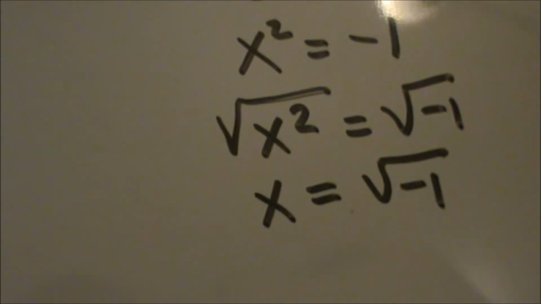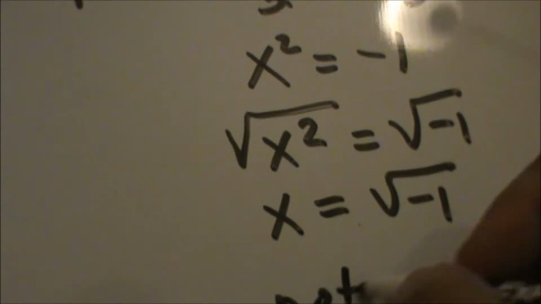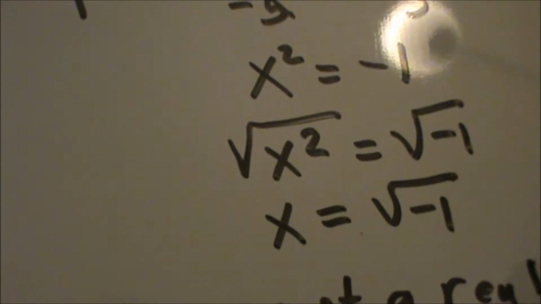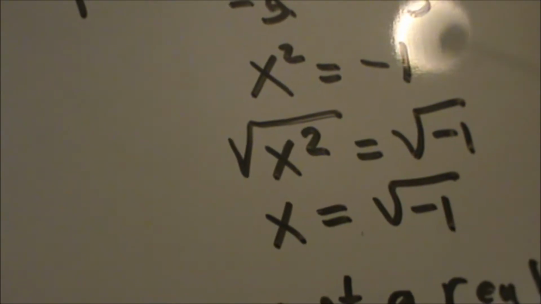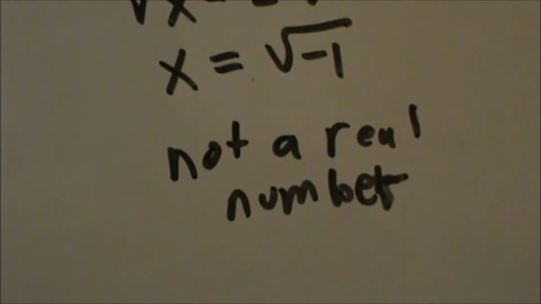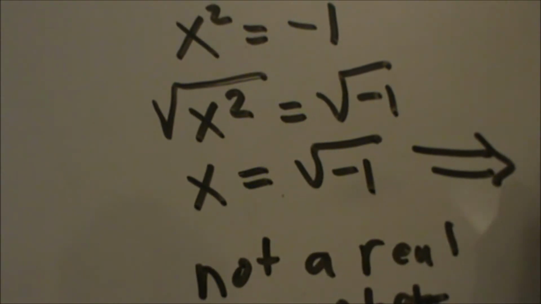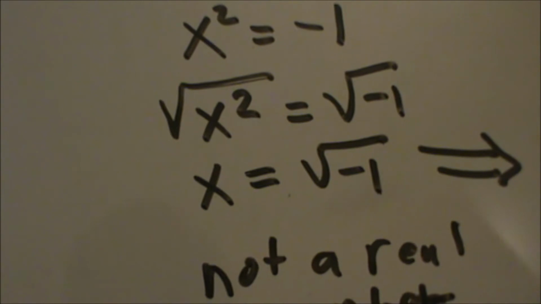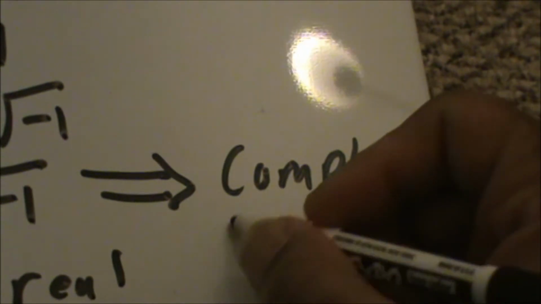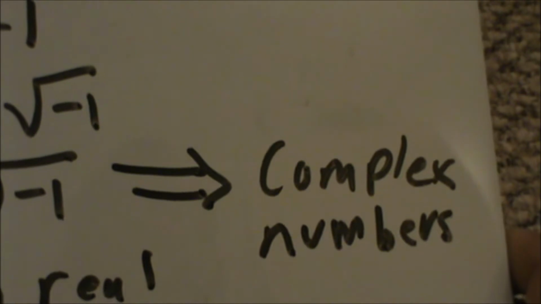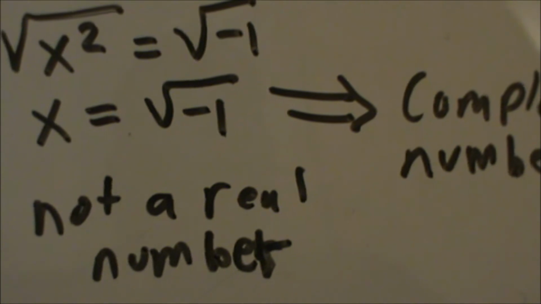We can't solve it. It's not a real number, because there's no such thing in the real number system as a square root of negative 1. It doesn't exist in the real number system. However, it exists in the complex number system, and we'll talk about that in the next series of videos. But for right now, when you try to find the square root of a negative number in the real number system, it doesn't exist.